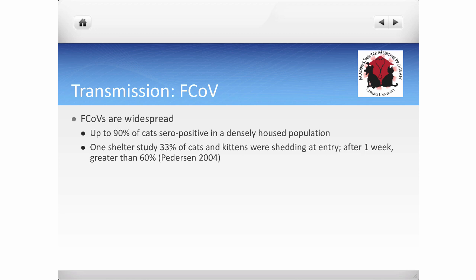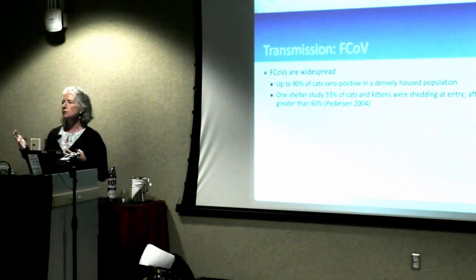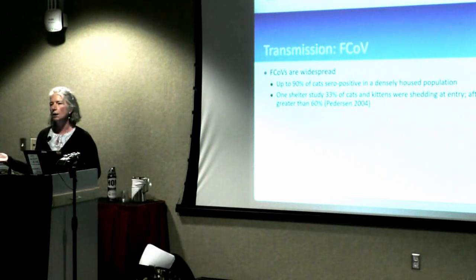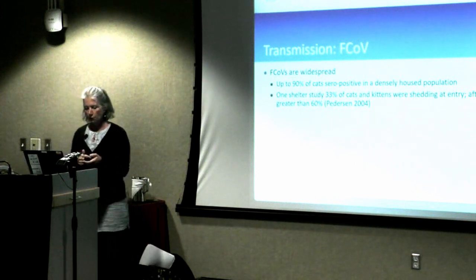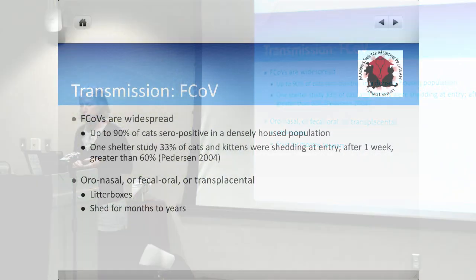There was a shelter study that investigated cats and kittens at the point of entry to a shelter, and then 1 week later, a third of the cats were seropositive when they came in. Or I'm sorry, this is a shedding study. A third were shedding coronavirus at entry, and 1 week later, greater than 60% of them were shedding. So we know that exposure happens in our shelters, and we know that they will then shed, which means they can go on to essentially pass this disease through our population, depending on our housing and husbandry practices.